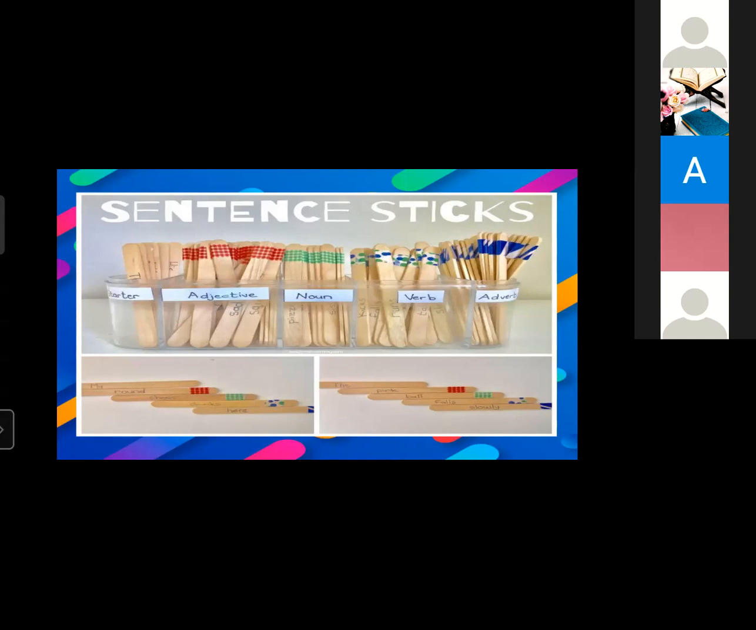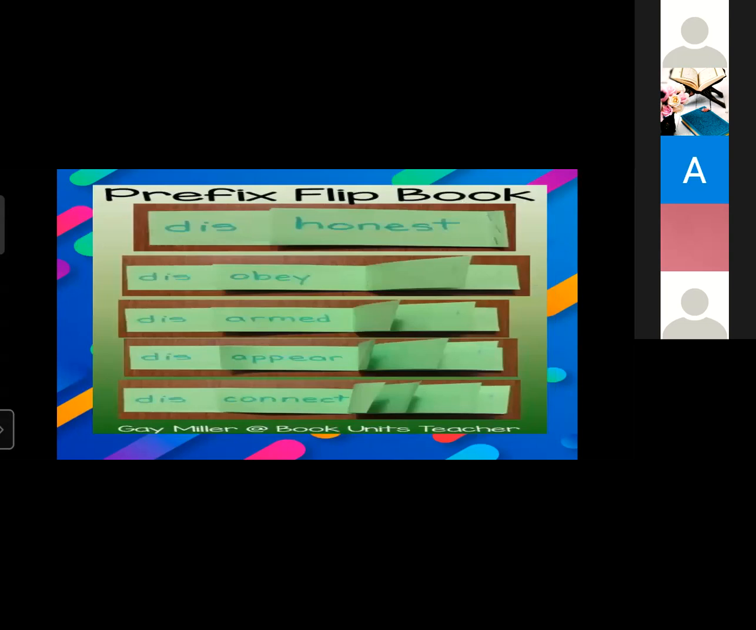So all the time you are not giving the rule deductively or directly, but you try to encourage your learners to suspect or to know the rule indirectly or inductively, okay? Here is another prefix flipbook. So a flipbook can be a good way of teaching grammar.